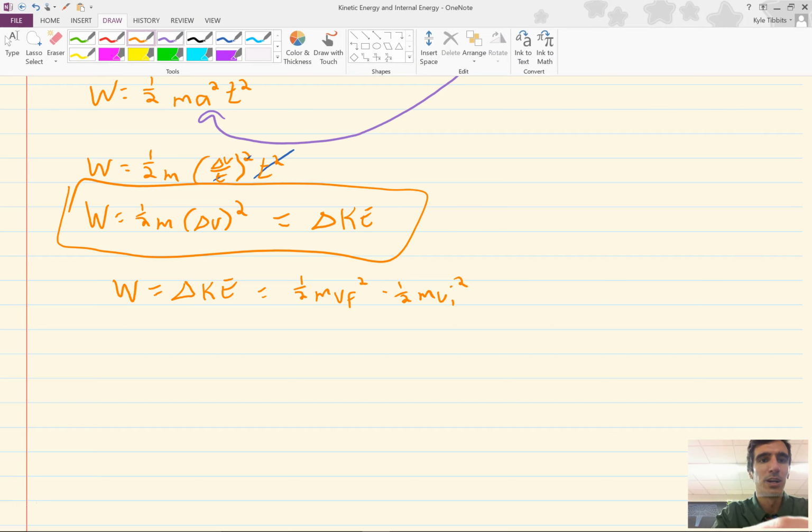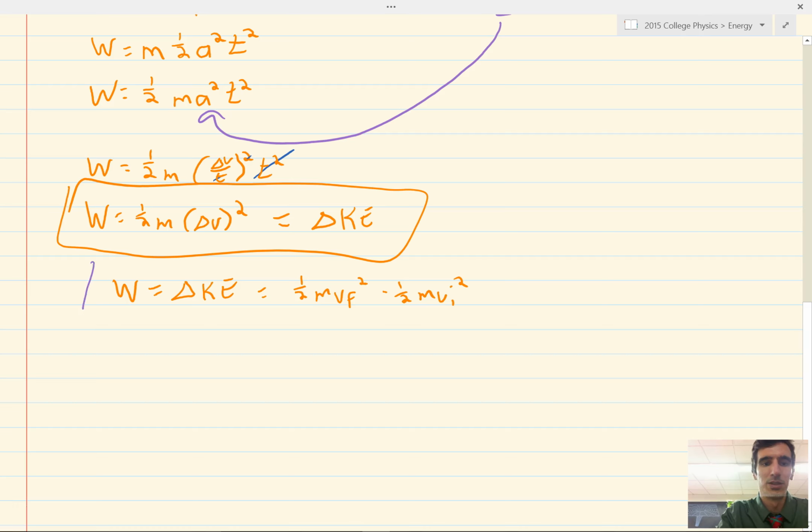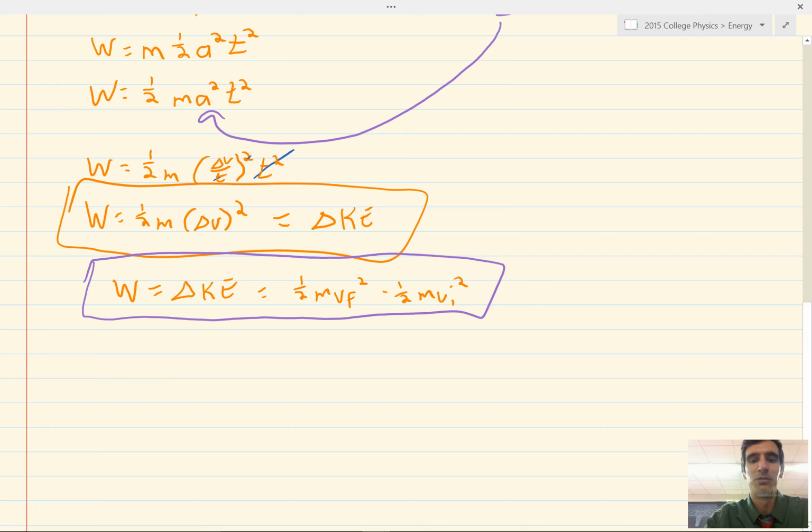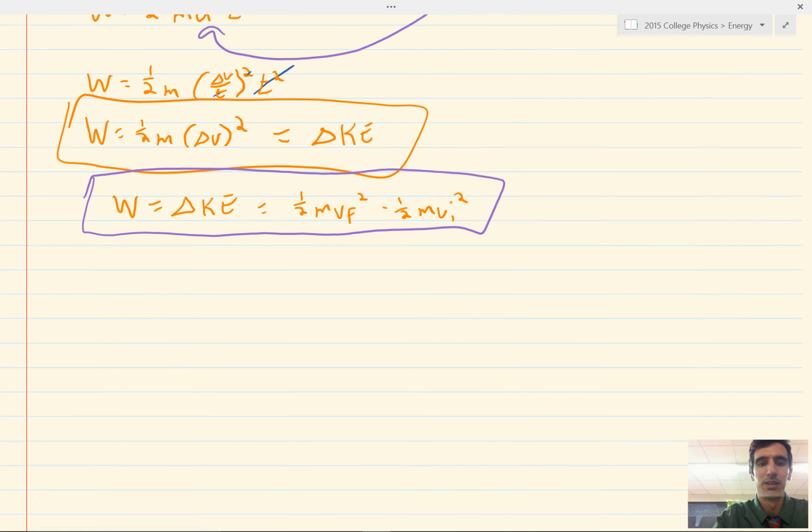And this formula we just developed is two in one. We know the work is change in kinetic energy, which is 1/2 m v_f squared minus 1/2 m v_i squared. And this is called the Work-Kinetic Energy Theorem.